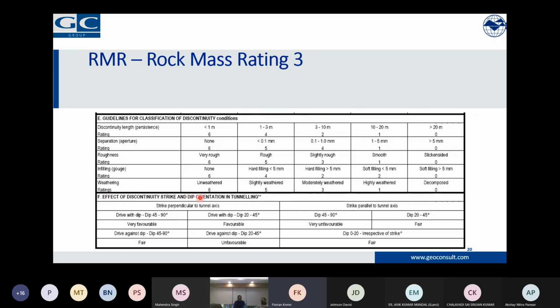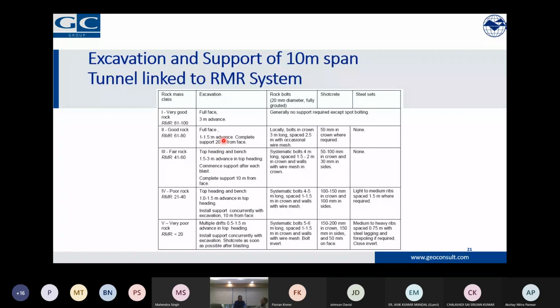Then very important, the discontinuity strike and dip in terms of tunneling orientation. Usually something that is striking parallel to the tunnel axis is seen as very unfavorable and will cause a lot of headache for the tunnel engineers, whereas driving and cutting through the joints perpendicular to the tunnel axis is not unfavorable. Only in this case when the joint sets are coming inside. But all in all, it's okay and manageable during the driving.